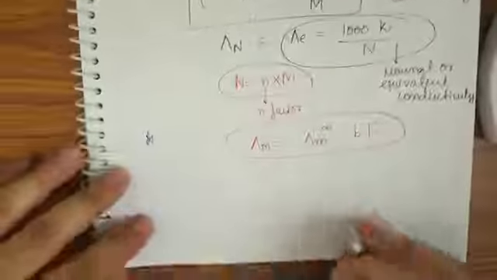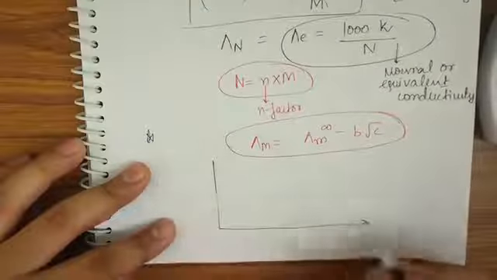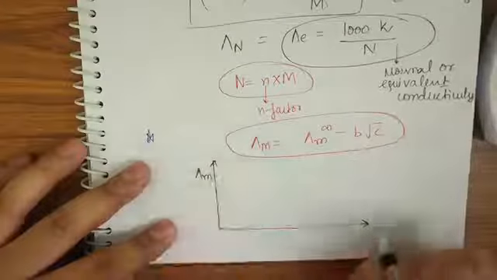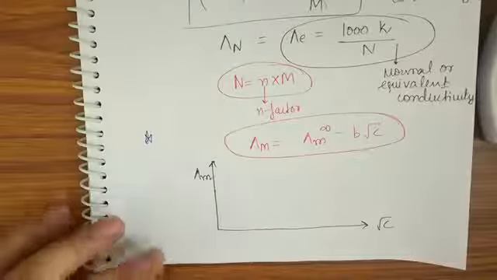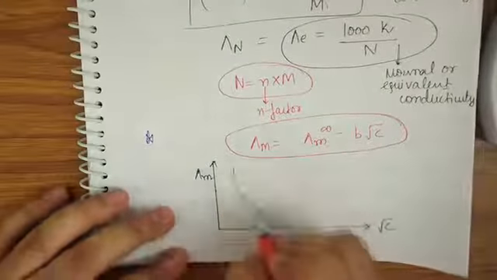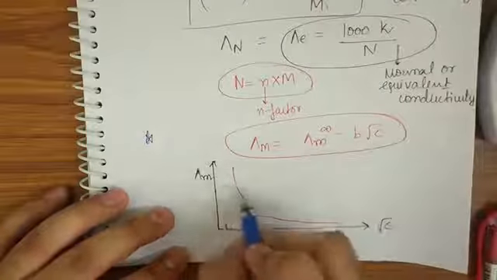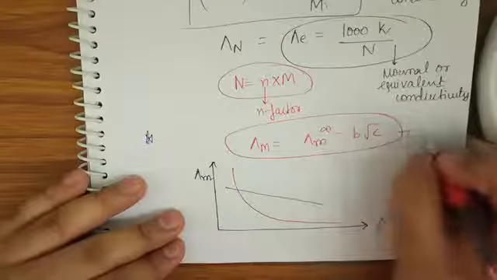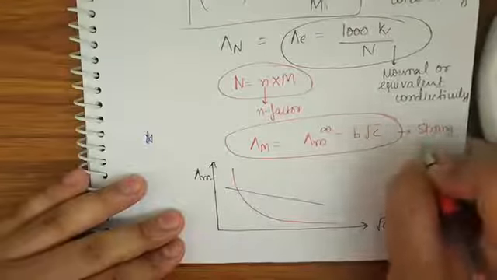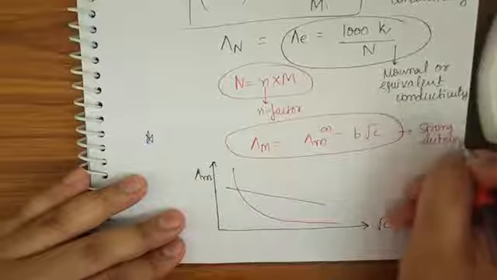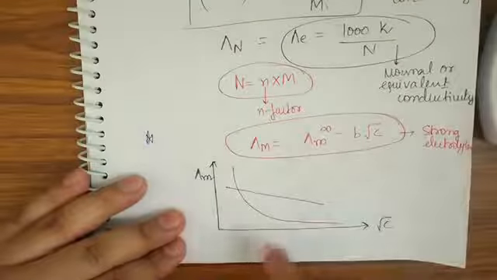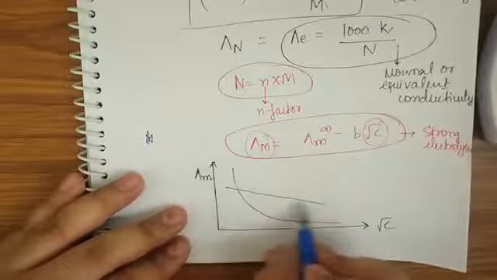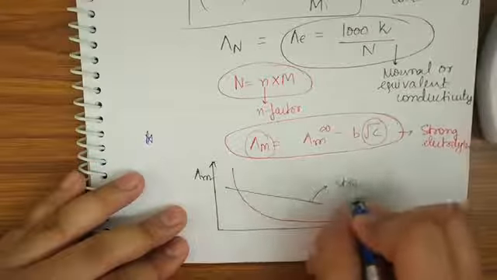Now let me show you a graph, which is experimental by the way. This graph is drawn between lambda m and root c. So let me take two lines, one in red and one in blue. We can see that this equation is for strong electrolytes, hence the plot for this equation will be a straight line because we can take this to be y and this can be taken as x. So on plotting we get a straight line. So this is for the strong electrolytes.